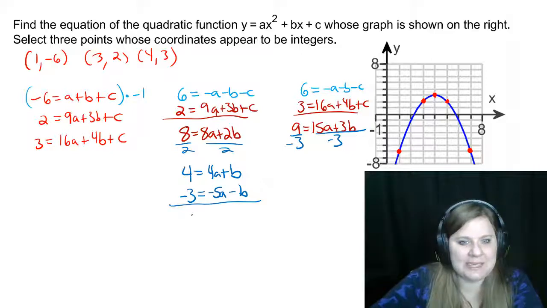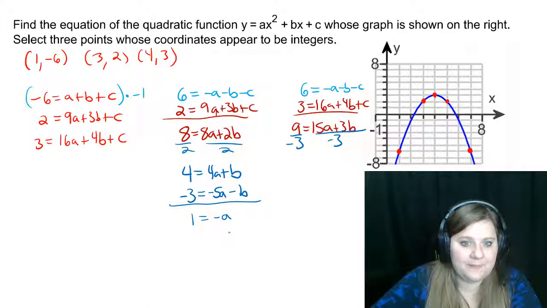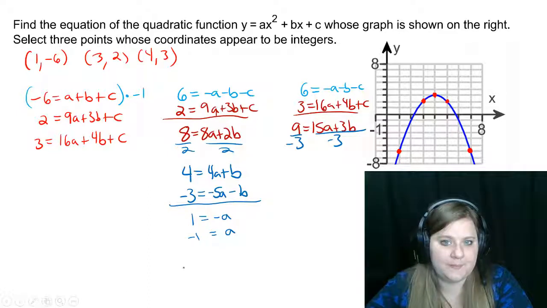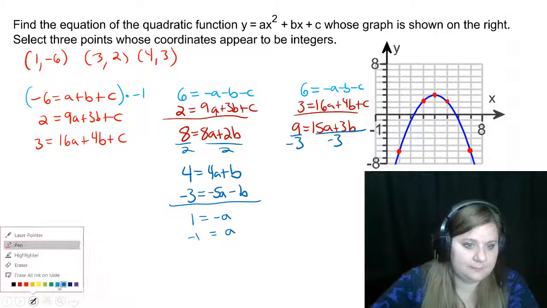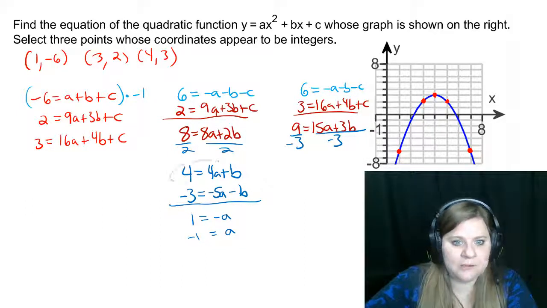When I add these together, I get 1 equals negative a. So that tells me my a is negative 1. Since I know my a, I can find my b. So I'll just use this one right here. 4 equals negative 4 plus b. I add 4 to both sides. I get b equals 8.